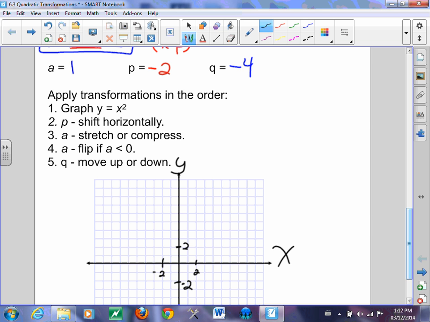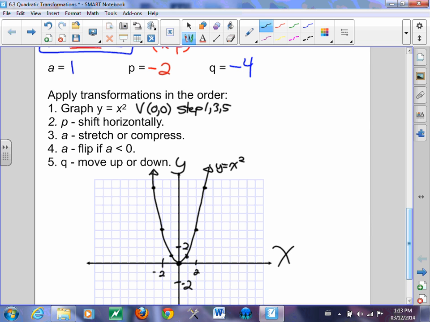To graph y equals x squared, we're going to use a shortcut of vertex is (0, 0). And we know our step pattern is what? 1, 3, and 5. So let's do that. Over 1, up 1, over 1, up 3, over 1, up 5. Same on the other side. Over 1, up 1, over 1, up 3, and over 1, up 5. And we're going to label it y equals x squared.